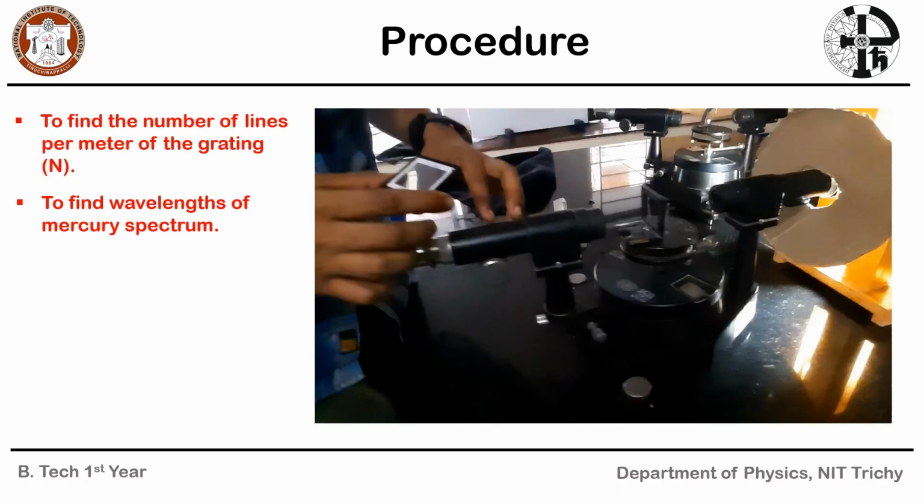Once the initial adjustment is done for the spectrometer, next part is to set the grating and the collimator for normal incidence position. Then after that, we will take the measurements. This video will show you how to do it.